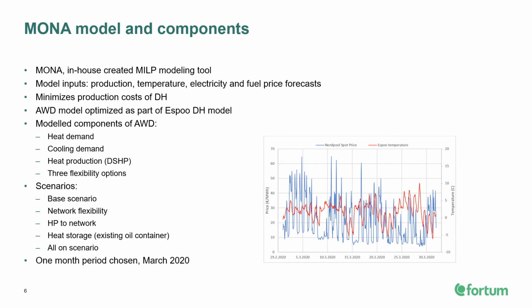This is because it takes a very long time to run the model. It requires a lot of processing power. So when wanting to run multiple scenarios, it's not feasible to do, for example, a whole year. So we decided to run 1 month, in two periods of 2 weeks. We chose March 2020 because there's a large variance in both electricity price and temperature, which can be seen in the figure.